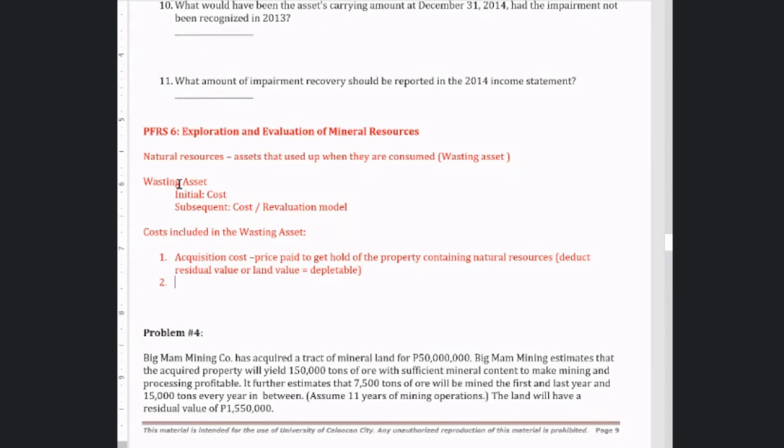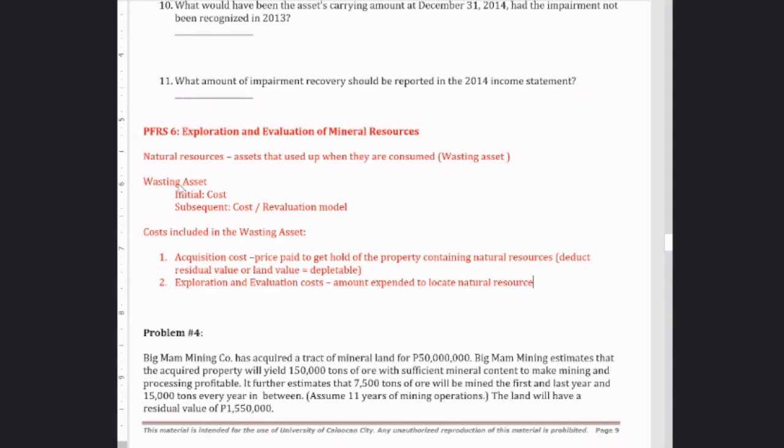So number 2, exploration and evaluation cost. Ito yung amount expended to locate natural resource. Kumbaga nabili mo na yung lupa or yung property, you need to locate saan specifically naka-in-place yung mga natural resource. So yun ang tawag doon is exploration and evaluation cost.